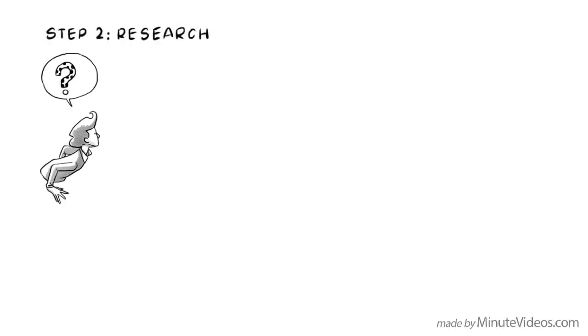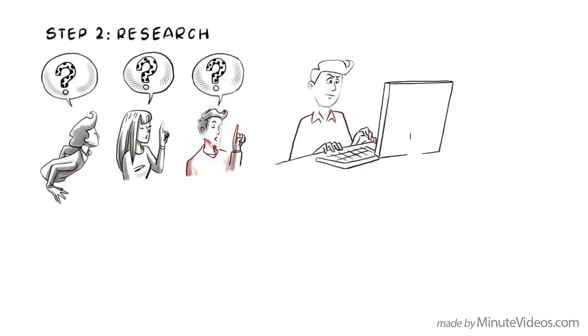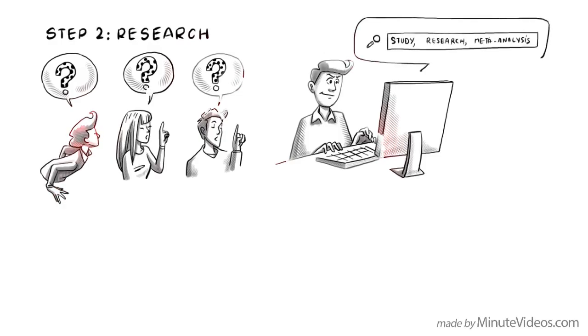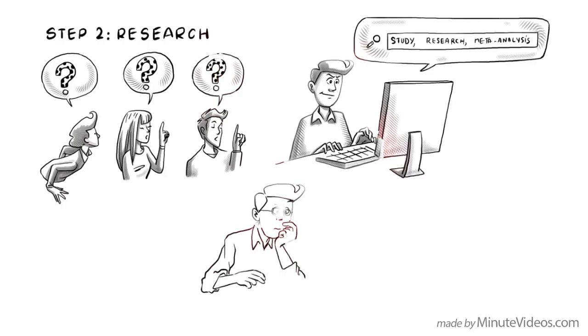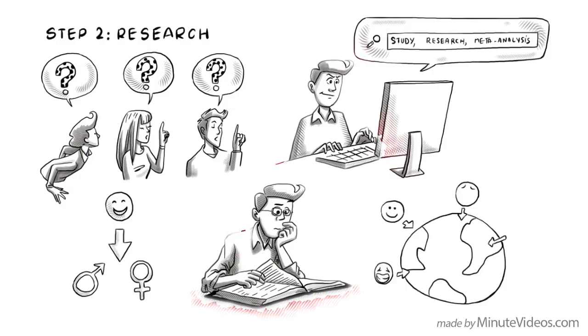Step 2. Research. Find out if other people have asked the same or similar questions. If you research online, use search terms like study, research, or meta-analysis, which is a summary of research for a specific topic. Read as much as you can about your particular subject to see what you can find out about. For example, research happiness based on gender or study the science of smiling in different cultural contexts.